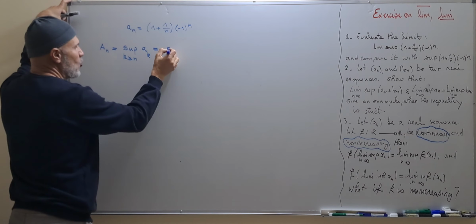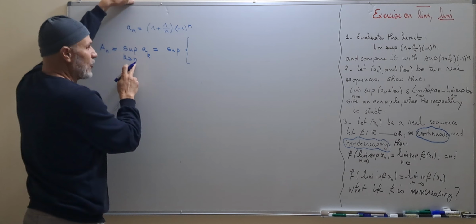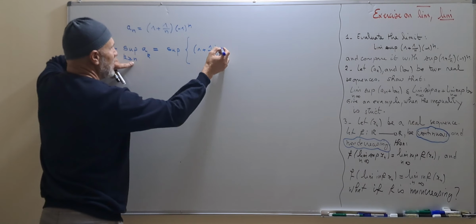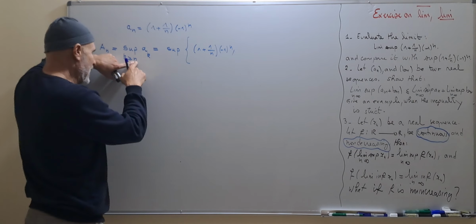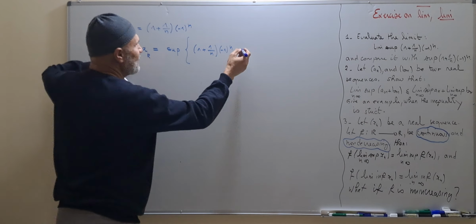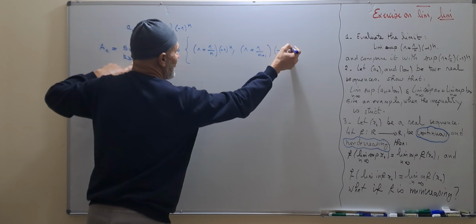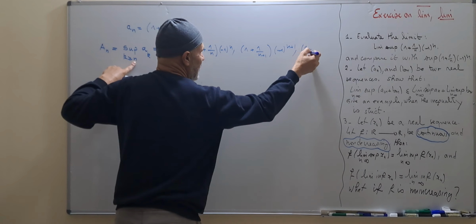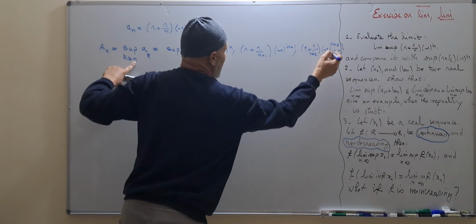So we search the sup of a_k for k greater than or equal to n. So we have (1 + 1/n) times (-1)^n. For k greater than or equal to n, it is equal to n, then n + 1, n + 2, and so on: (1 + 1/(n+1)) times (-1)^(n+1), then (1 + 1/(n+2)) times (-1)^(n+2), and so on.